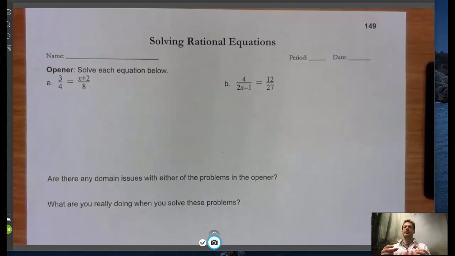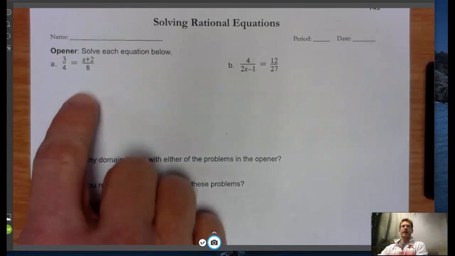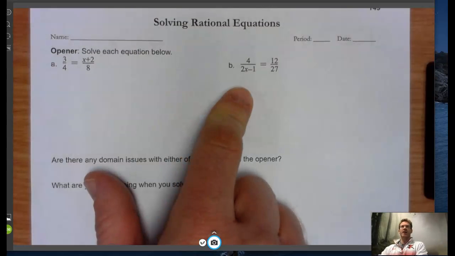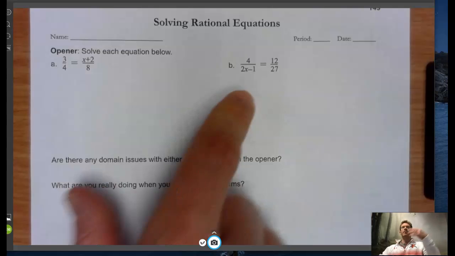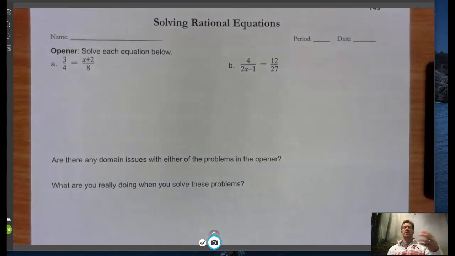All right, now the reality is you've already been solving rational equations for a few years. Whether or not you realize that, you have been. Because if you look at the opener, in parts A and B here, these are rational equations, and my guess is most of you, if not all of you, have solved many, many different equations that look very similar to these two equations.